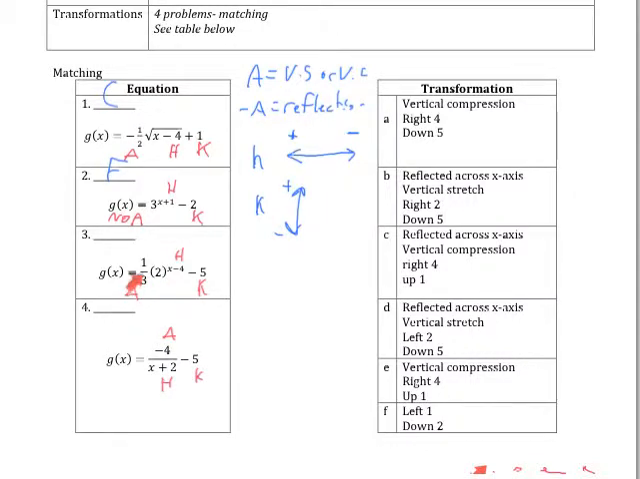Number 3 should have a compression, right 4, down 5. That's A. And finally, number 4 should be a reflection because of the negative, a stretch because of the 4. It should go left 2 and down 5. So reflection, stretch, nope, I don't want that one. That says right 2. Left 2, down 5. There it is. It's letter D.